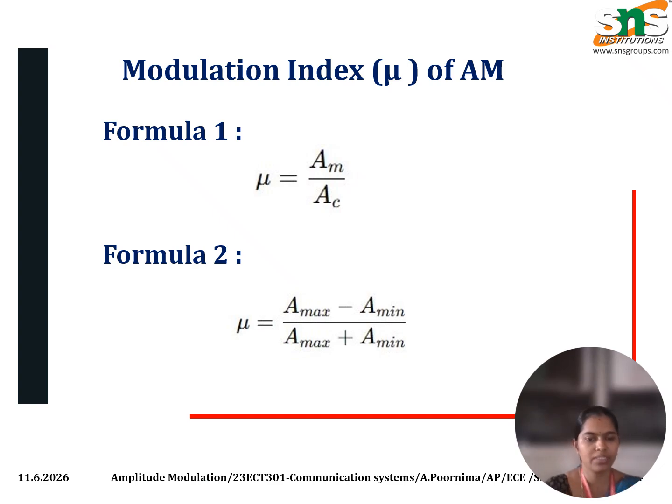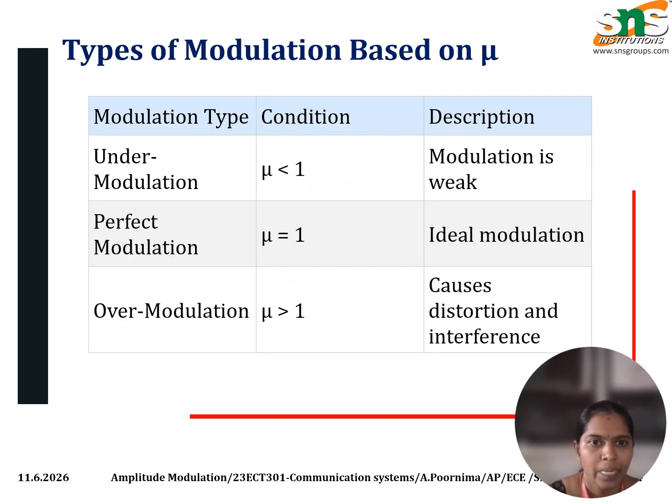In another way, we can represent this by using the amplitude modulated wave. Mu is equal to the maximum amplitude of the AM modulated signal, A max, minus the minimum amplitude of the AM modulated signal, A min, divided by A max plus A min. Using these two, we can calculate the modulation index of any AM modulated signal. And we'll see the different types based on the modulation index mu value. It has three categories. The first one is under modulation, mu lesser than 1, also called weak modulation. Perfect modulation, mu equal to 1. For over modulation, mu is greater than 1. We'll see them one by one.